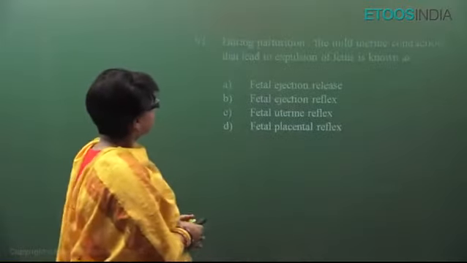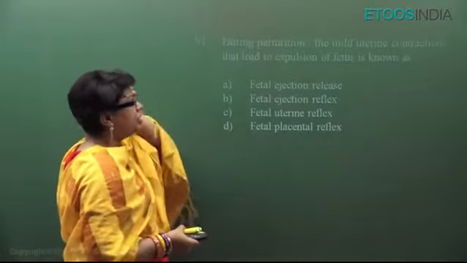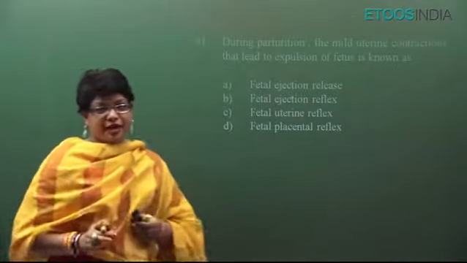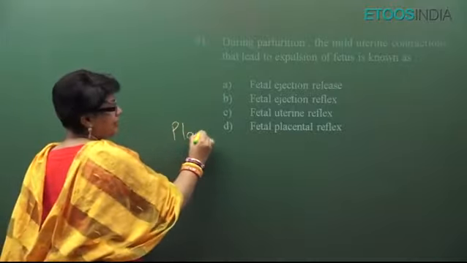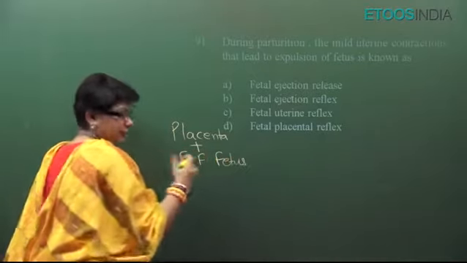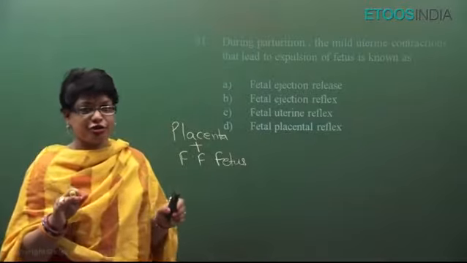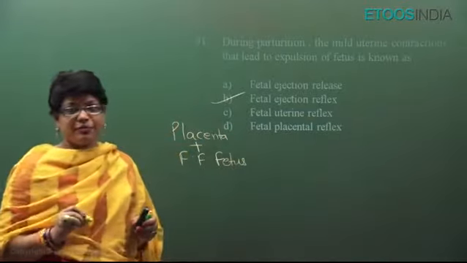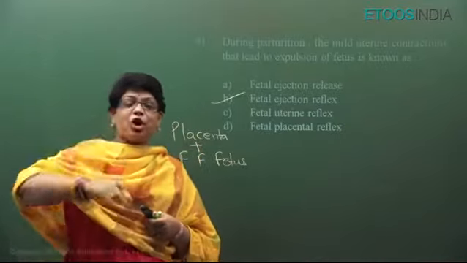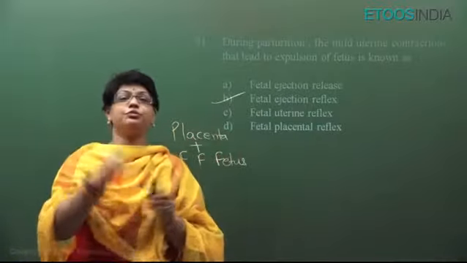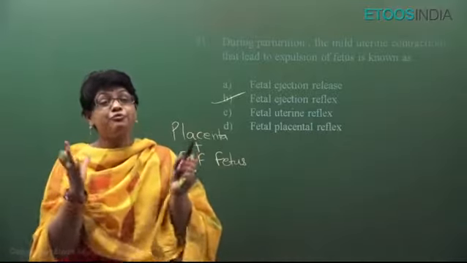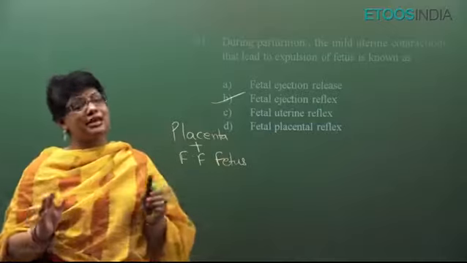Now during parturition, that means childbirth, the mild uterine contraction that leads to expulsion of fetus is known as... At the end of 9 months, from the placenta, very very important question, and fully formed fetus, these two causes some mild contractions in the uterus called fetal ejection reflex. And this causes oxytocin release from the posterior pituitary. And that oxytocin will cause strong uterine contractions, more oxytocin will be released, more strong contractions, more oxytocin is released. This contraction is in myometrium of the uterus and thus a child is expelled out.